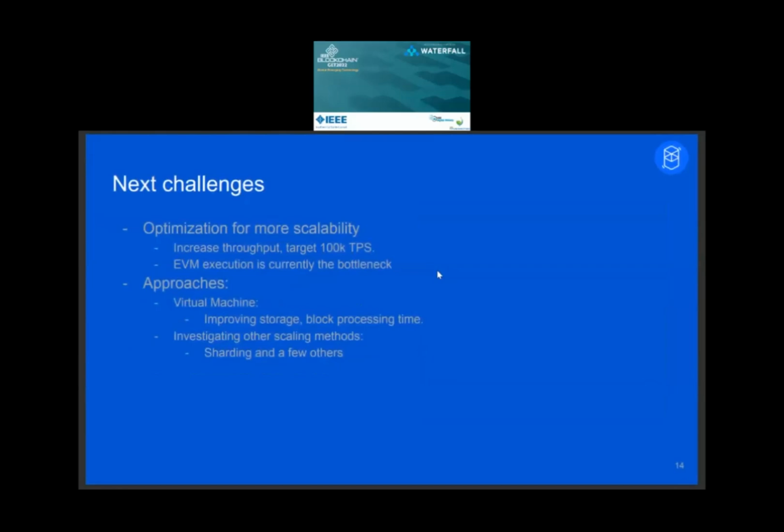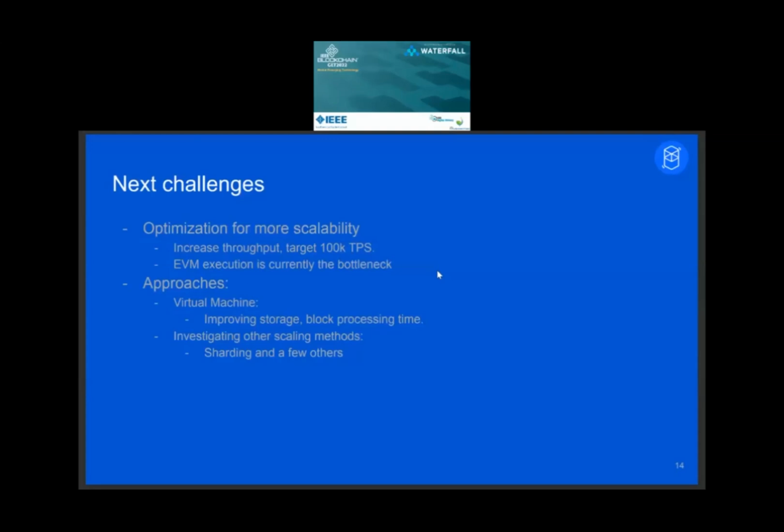Now we give a brief introduction about a few challenges that we have been working on to further scale the network. We are investigating several optimizations for more scalability of the Phantom network. In particular, we would like to increase the throughput. At the moment, EVM execution is the bottleneck. We are working on several approaches, including the virtual machine and other scaling methods for consensus.